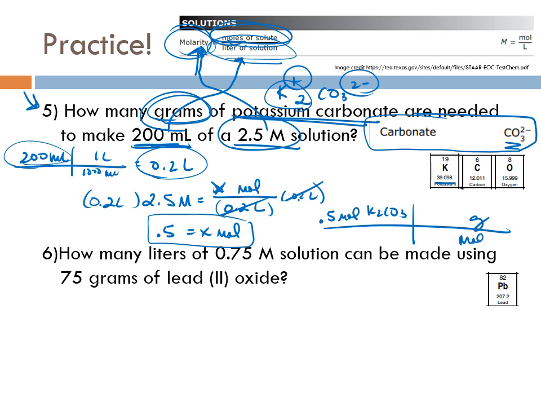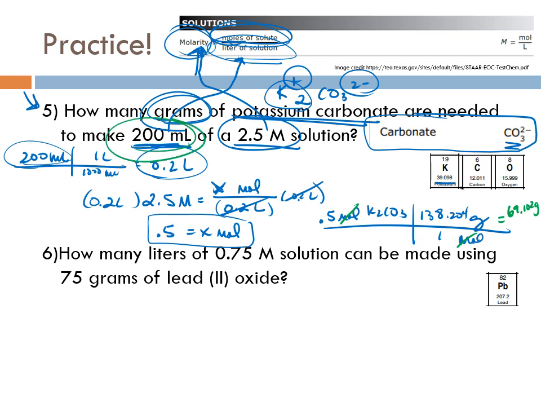2 Ks, 39.098 times 2, plus 1 carbon, 12.011, plus 3 oxygens at 15.999 a pop gives us 138.204 grams per mole. Moles on top and bottom cancel out, and we are left with 138.204 times 0.5. We need 69.102 grams. Let's do a sig fig check.